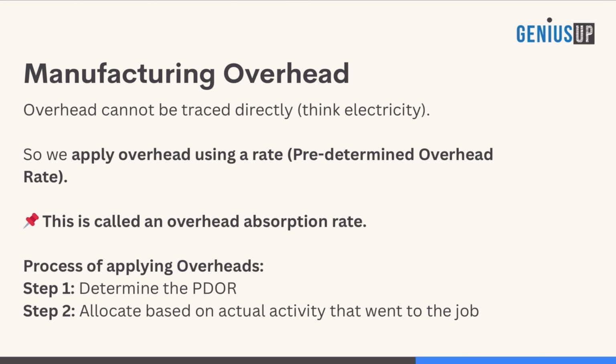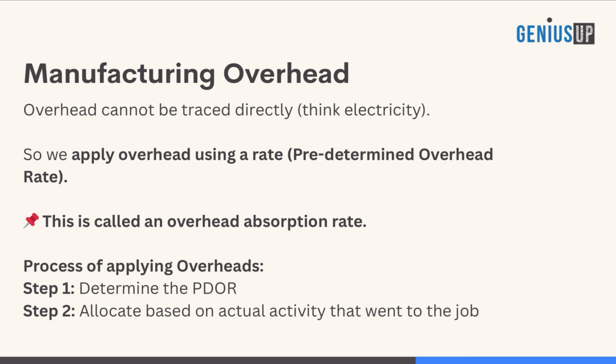We apply manufacturing overheads using a rate. So we apply overheads using a rate. That rate is usually known as the predetermined overhead rate, right? It's also known as the overhead absorption rate, right? They usually use these names interchangeably. So here's the process of applying overheads to a specific job.